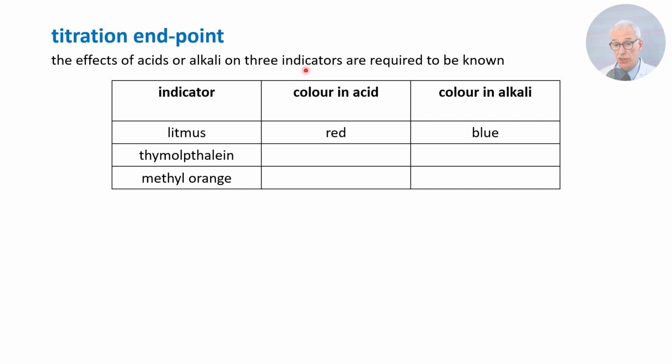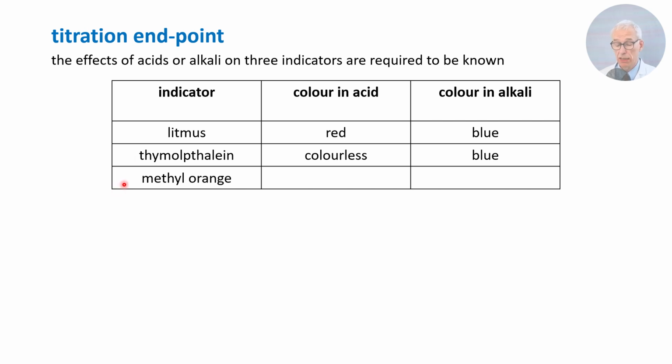The effects of acid or alkali on 3 indicators are expected to be known. Most students will know that litmus is red in acid and blue in alkali. Thymolphthalein is colorless in acid and blue in alkali. So the first indicator, litmus, and a second indicator, thymolphthalein.